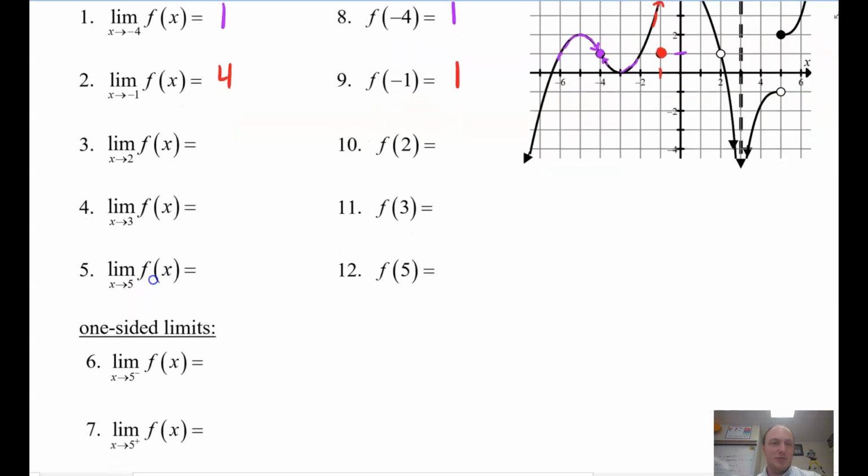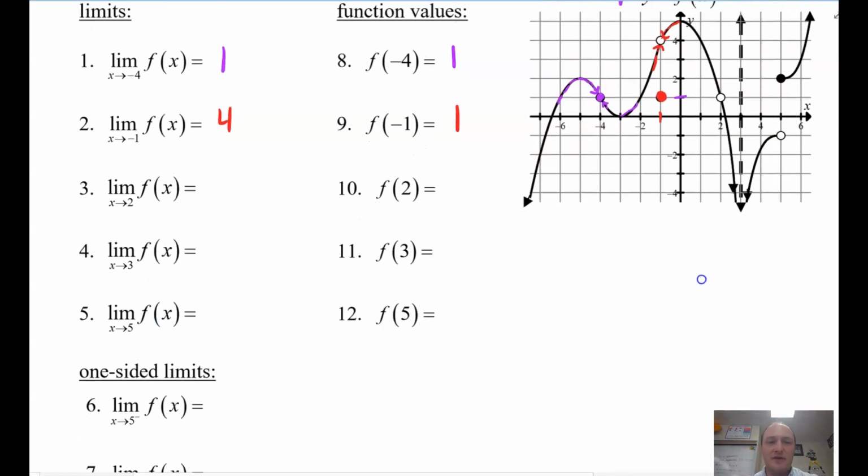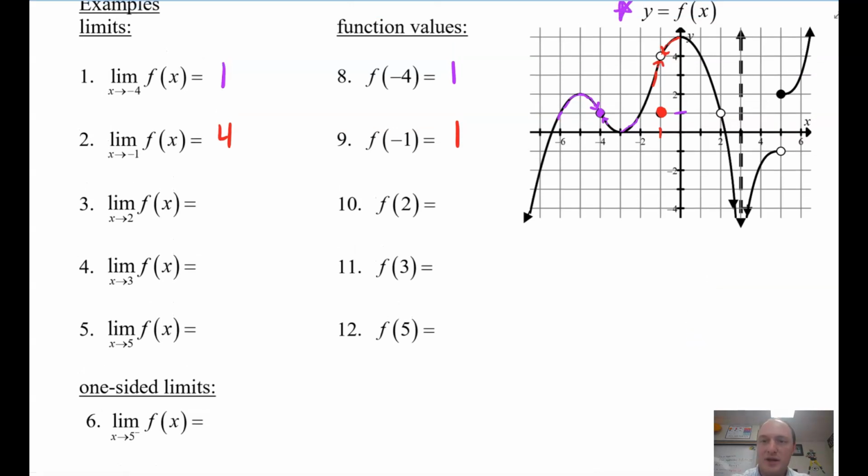Next, example 3. What is the limit of f of x as x approaches 2? Here's 2. So here's my graph approaching 2, and on this side approaching 2. So that is 1. Then we'll look at example 10. What is f of 2? If you look at f of 2, notice how we have a hole here. So there's no value of f of 2. We can say this does not exist.